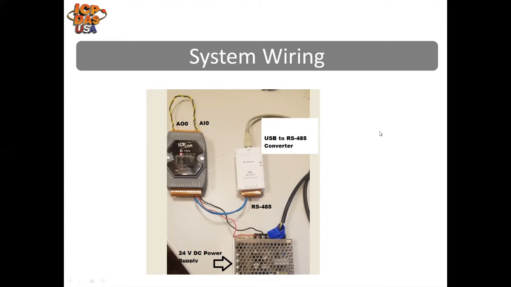But basically, Easy Data Log will run on my PC. The PC is connected by USB to the RS-485 converter, which would connect to the M-7026 in this example, which is a Modbus RTU slave device with various I/O channels. And we're powering with 24 volts DC.